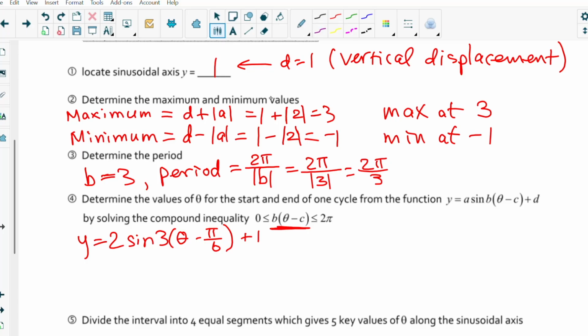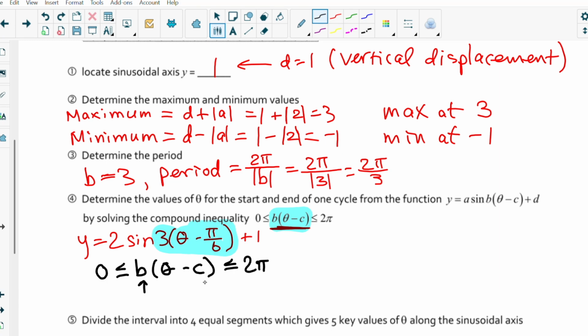Well, what are the elements that affect my phase shift or period? It's that middle part, the 3 theta minus pi over 6, or the b times theta minus c. So when I solve this compound inequality, I use 0 is less than or equal to b theta minus c is less than or equal to 2 pi.